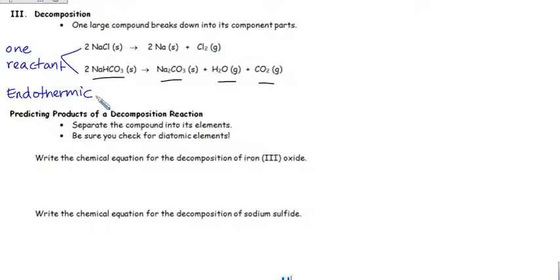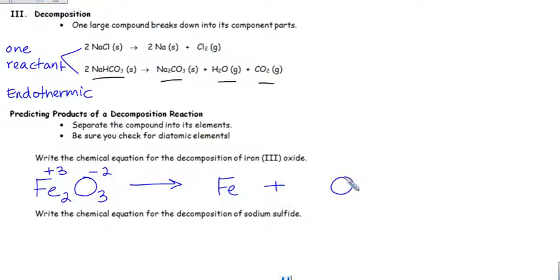Now again, often the ones that we'll look at will involve a compound breaking down into its elements. So we could write the equation for the decomposition of iron 3 oxide. Iron is +3. Oxygen is -2. So I can make that neutral, +6 -6. And if I do the decomposition, I'm just going to break iron oxide into its elements. Elemental iron is just Fe, not diatomic. But elemental oxygen is diatomic.